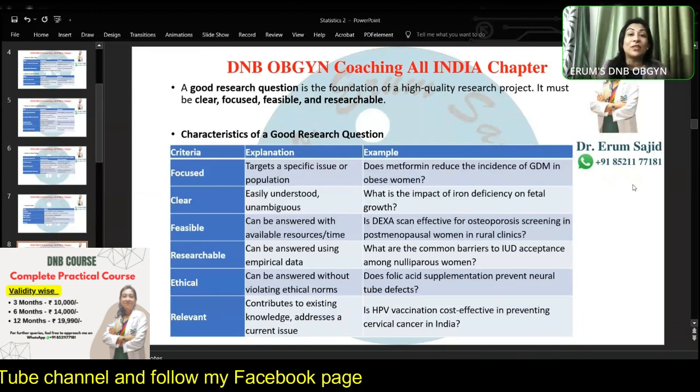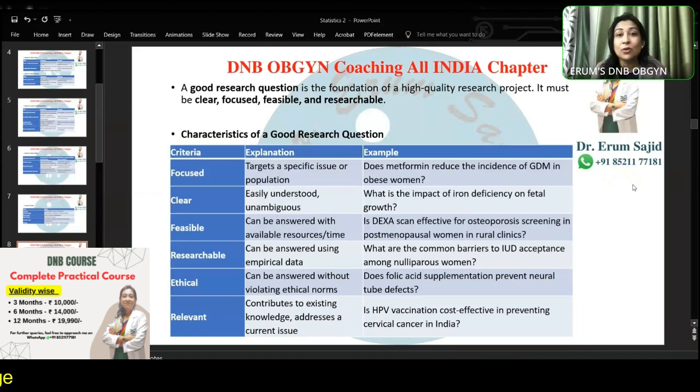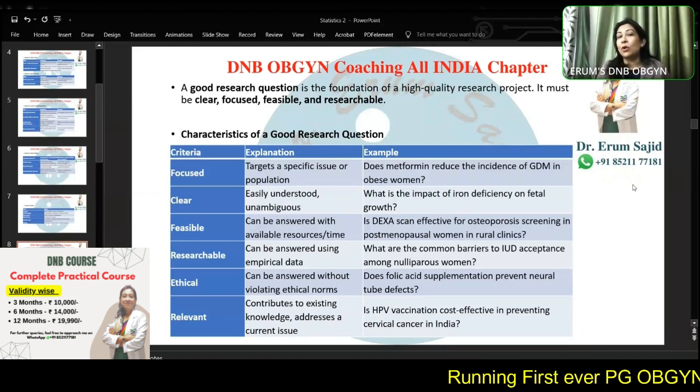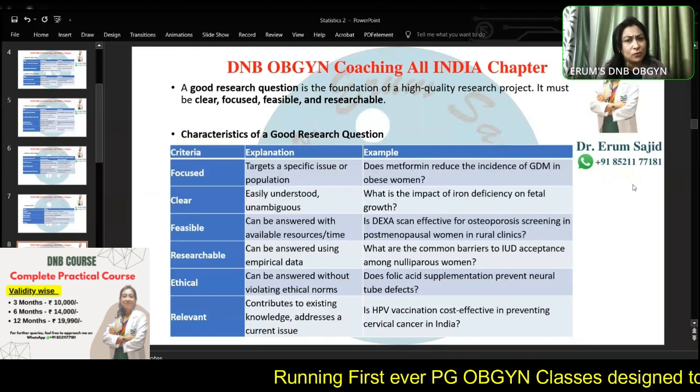You should not flout any ethical principles. This I did not tell you, right? If you deliberately withhold a drug for cancer from patients with cancer, you can't do that. It's unethical. So you will not get permission from the ethical committee for such a research. Very important point. Then the relevance, like I told you: what is the relevance? What am I trying to prove?